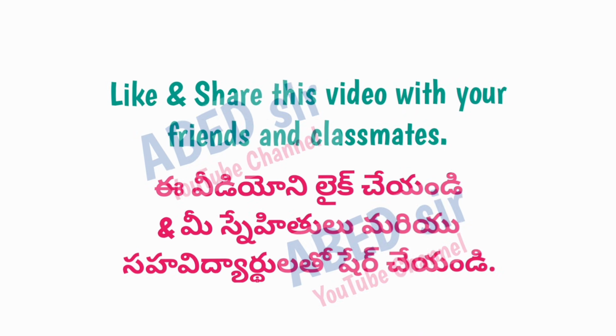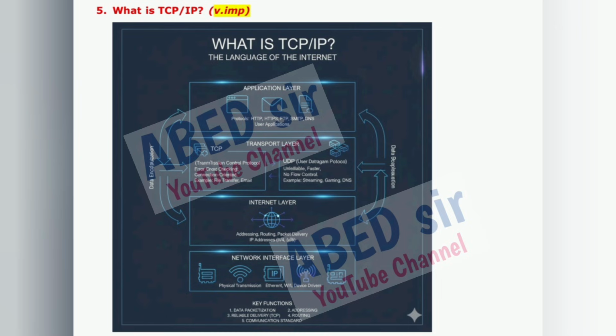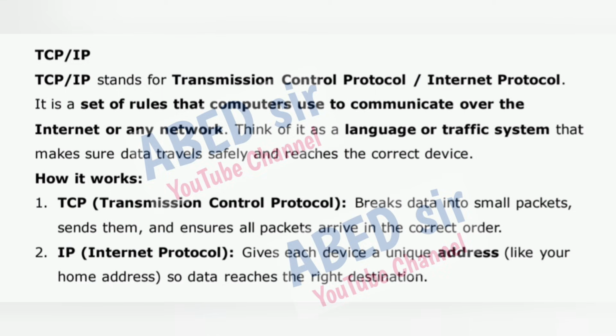Next important short question is 5. What is TCP/IP? TCP/IP stands for Transmission Control Protocol, Internet Protocol. It is a set of rules that computers use to communicate over the internet or any network. Think of it as a language or traffic system that makes sure data travels safely and reaches the correct device.